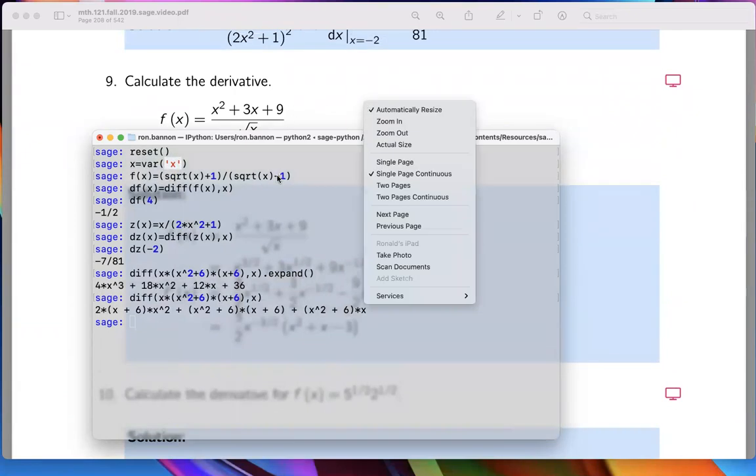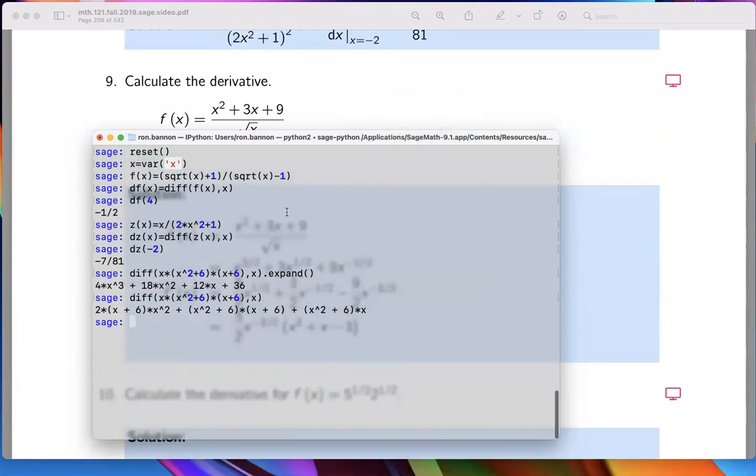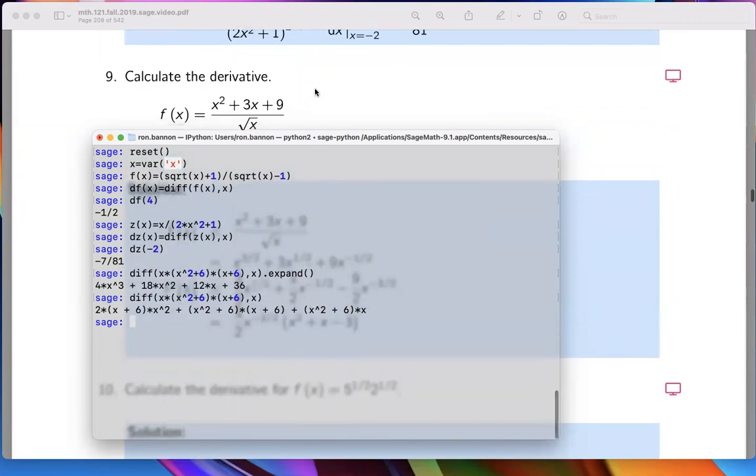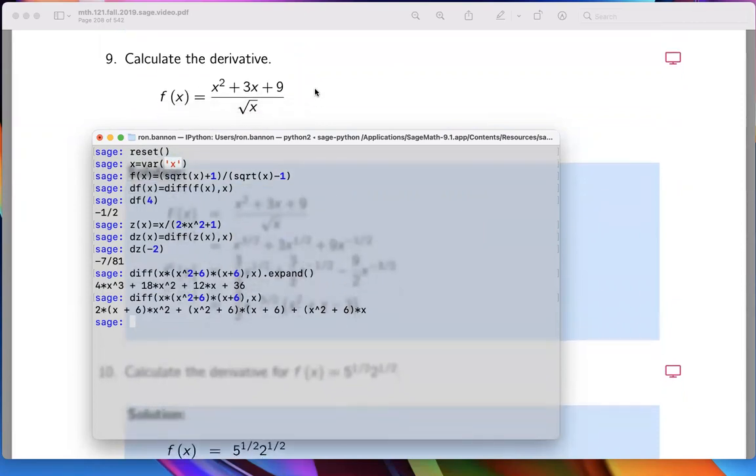Let's see if we can do this one over here. Let's see if I can do it. I'm going to see if I learned anything, right? So I'm going to say differentiate. There's a top here, isn't there? x squared plus 3 star x plus 9. That's not so bad, right? And then I'm going to divide that by the square root of x. I'm going to differentiate with respect to x.